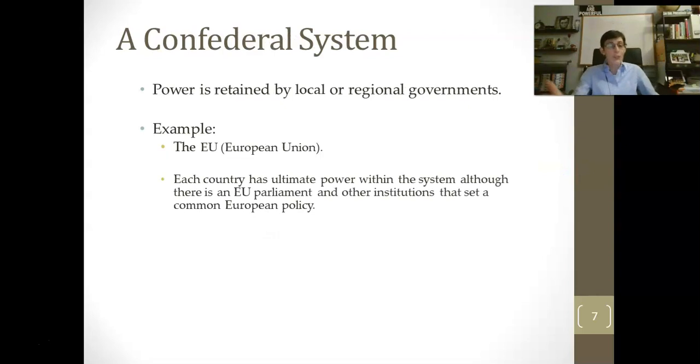So in a confederal system, which is what the United States started out as before we shifted to the Constitution and the federal system, that's where power is retained by local or regional governments. The Articles of Confederation are an example of this. A modern example would be the European Union, and there's a description of what that is down there.